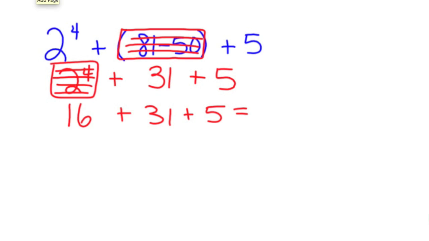So finish evaluating this expression, you can hit pause, and then when you're ready, click play to continue and check your work. So when you just add up the 16 plus the 31 plus the 5, you are going to get 52.